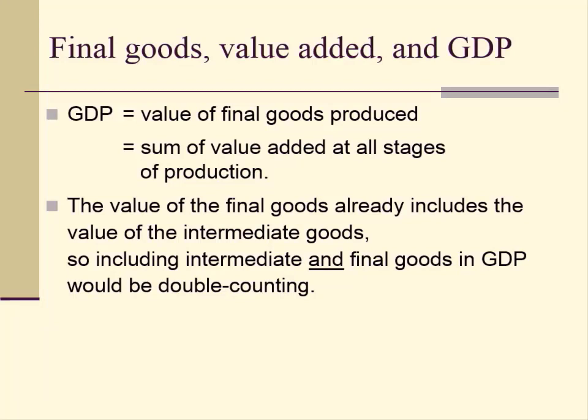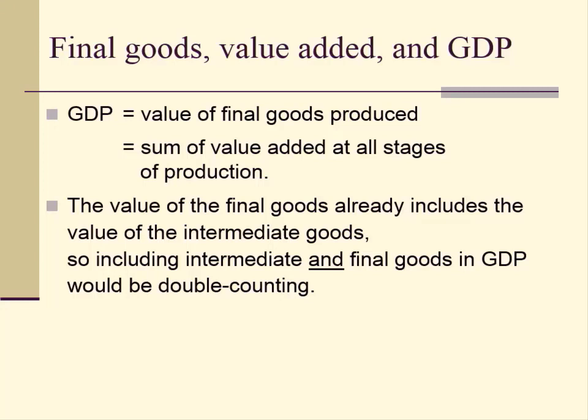Even though the problem we just solved is highly simplified, its main lesson holds in the real world. So, GDP should equal the value of final goods produced and should equal the sum of value added at all stages of production.